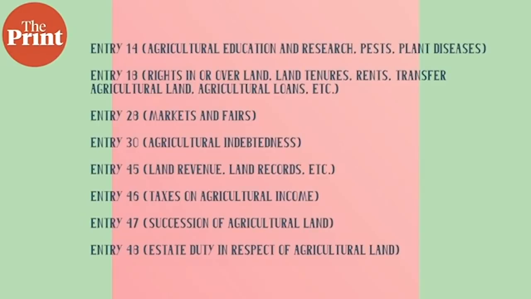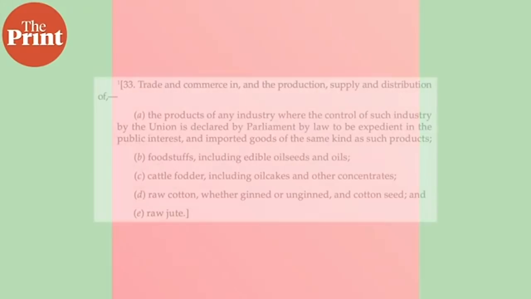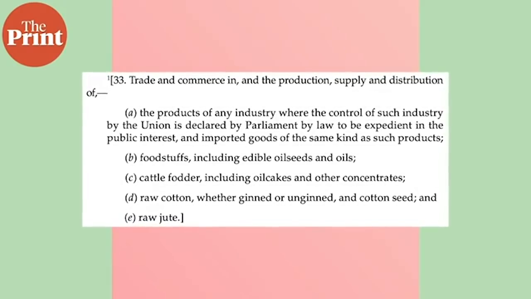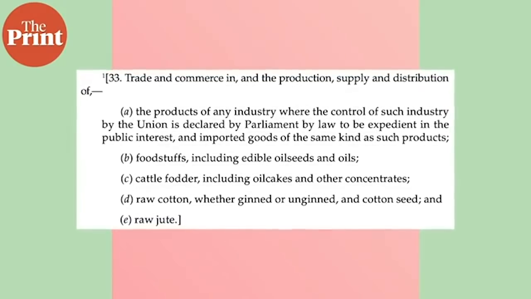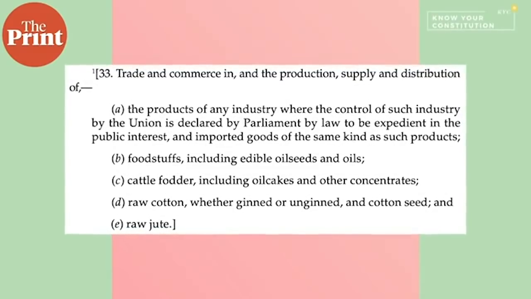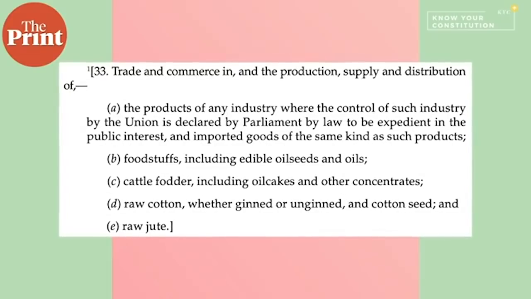Now, 8 entries in the state list give the state governments the power to make laws on several aspects related to agriculture. Please note that the 3 farm laws that the central government has passed actually do not mention the constitutional provisions or the entry in the 7th schedule under which the parliament has made those laws. As of now, it is being presumed that they have taken recourse to entry 33 of the concurrent list. This entry covers trade and commerce, production, supply and distribution of foodstuffs, including edible oilseeds and oils.